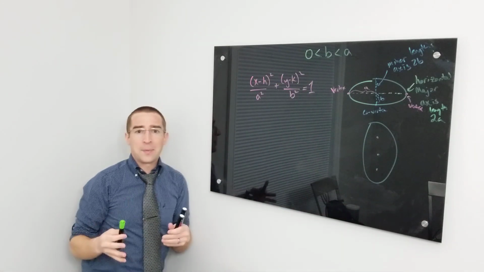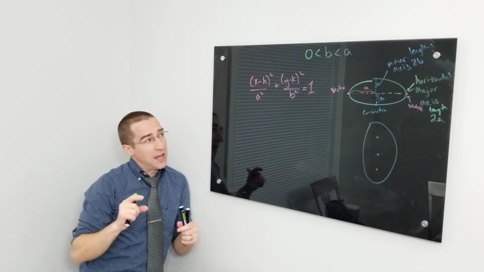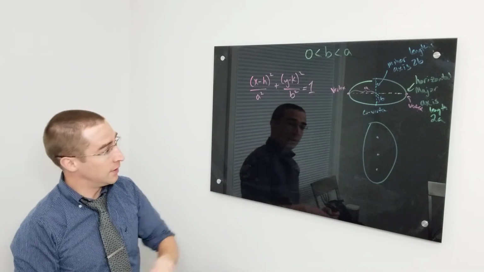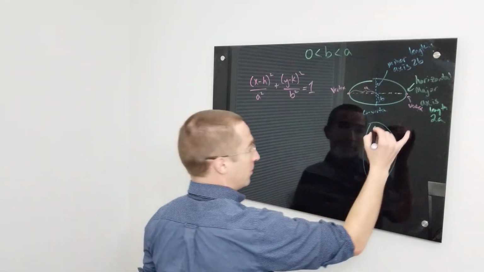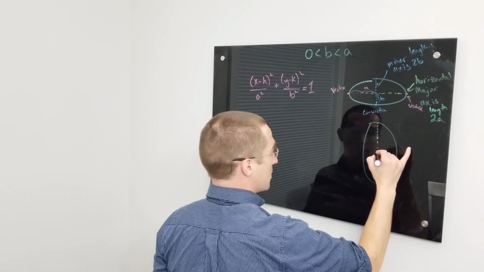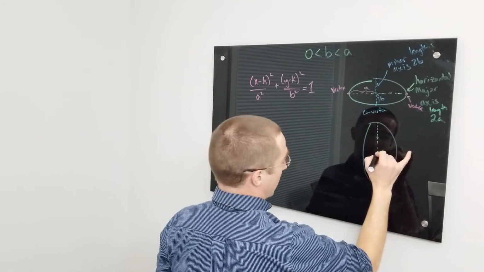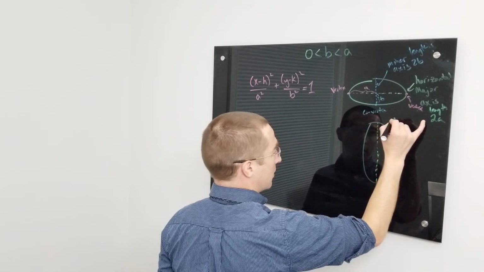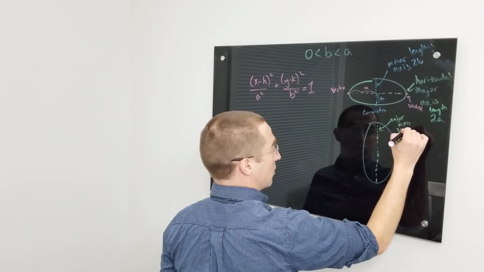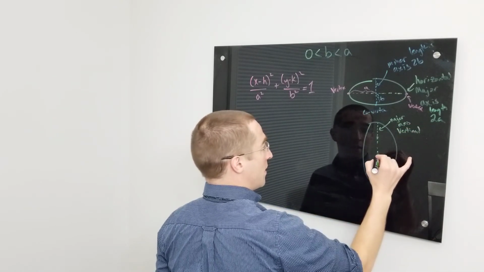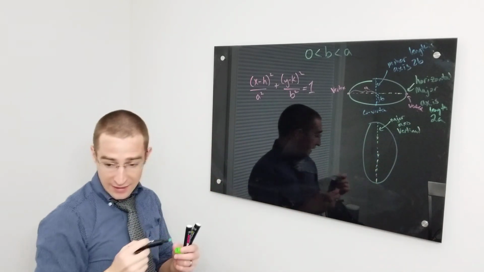So what happens is if we have a vertical major axis, like this example, so here this is our major axis again, and it is vertical, then the equation is going to change slightly.